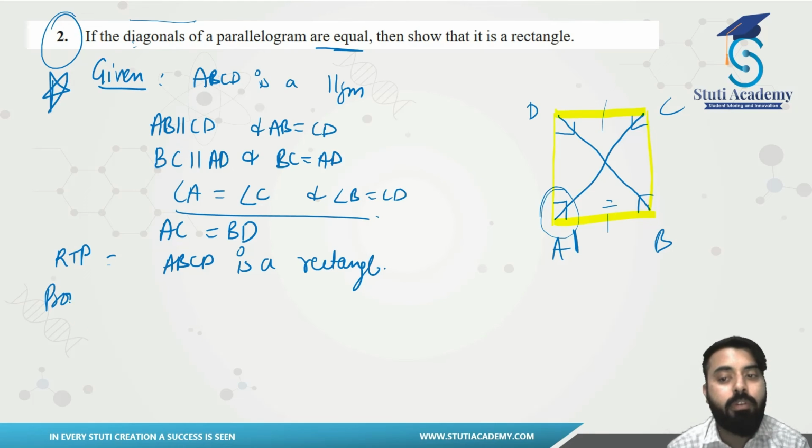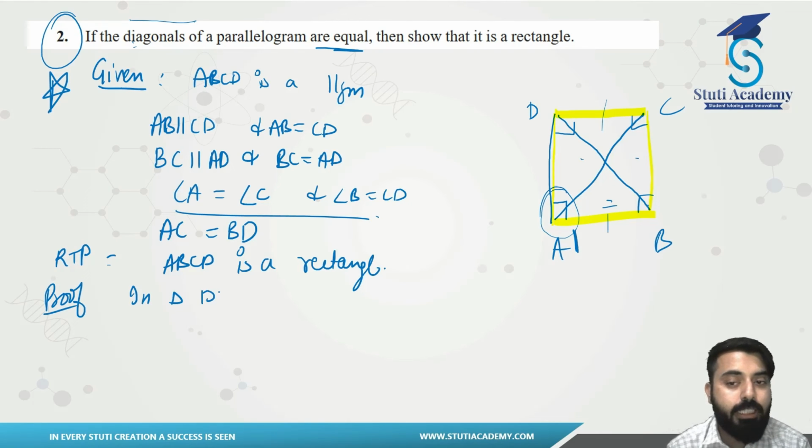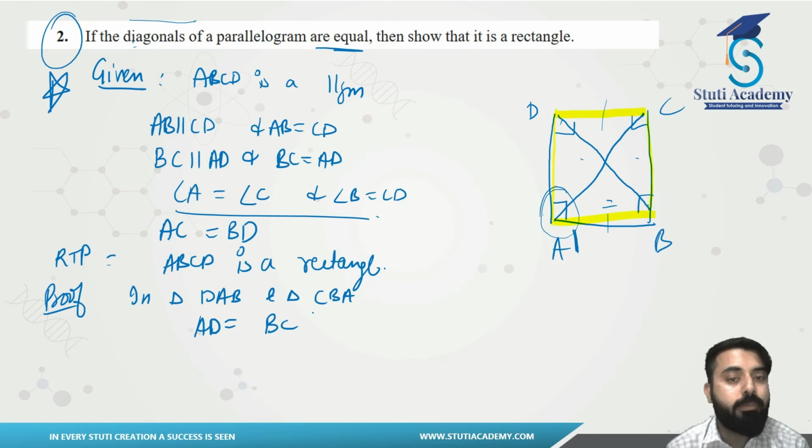Now the proof. For this, we are not going to take these small angles. We are going to take the complete angles. In triangle DAB and triangle CBA. DAB means this triangle, and CBA means this. In these two triangles, I know AD is equal to BC. This side is equal to that. I know BD is equal to AC. Diagonals are equal. What else?